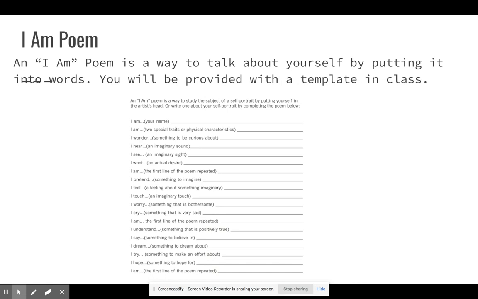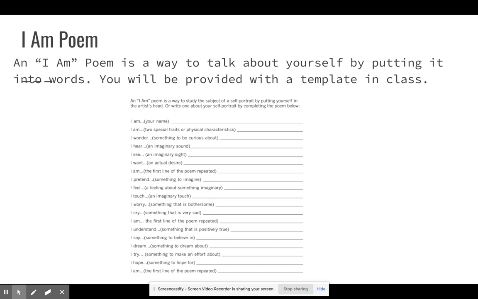The last type of poem, I've never included this in my ELA classes only because I do find them to be pretty simplistic, but at the same time, I think poetry is a great way for anybody, students, adults, whoever alike, to really express themselves. And I love, love, love an I am poem. I think that it's a really great way to help build up our self-esteem, to build up our confidence, and maybe to tap into some of those things within our hearts that we don't necessarily see about ourselves. So an I am poem is a way to talk about yourself by putting it into words.